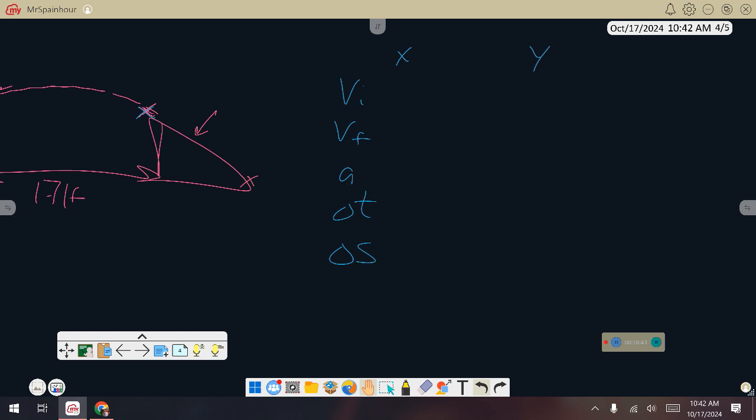And let's begin with the delta x and the delta y. Okay? Just a gentle reminder, 3.28 feet is 1 meter. Take about 30 seconds to calculate both delta x and delta y.